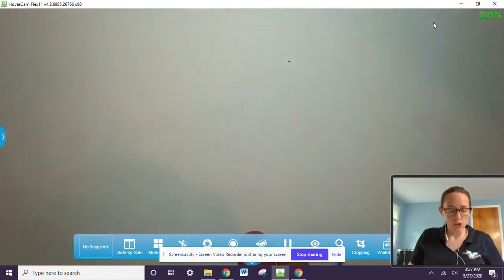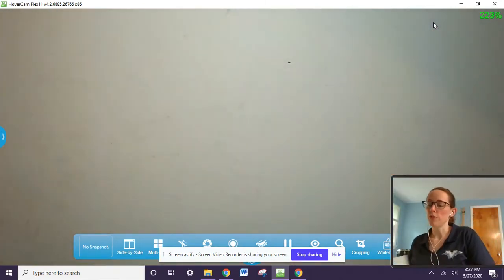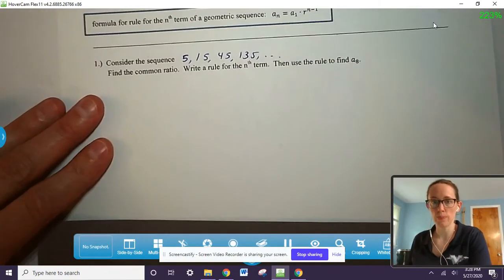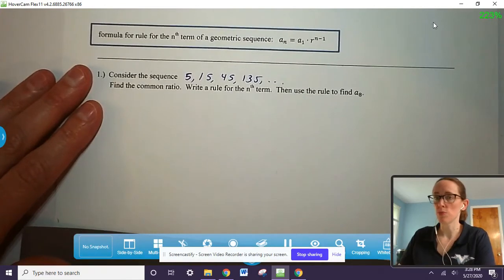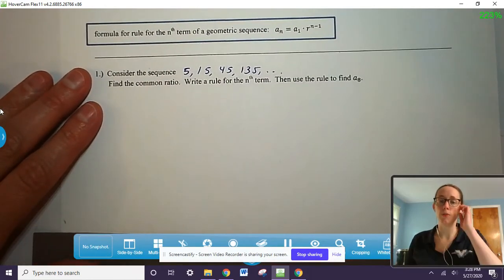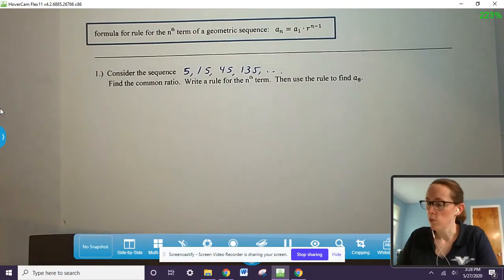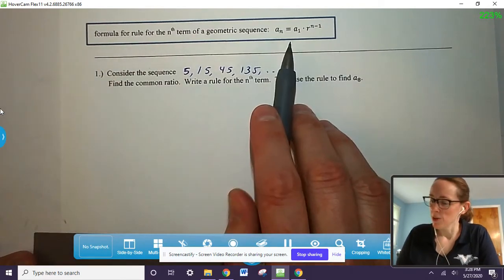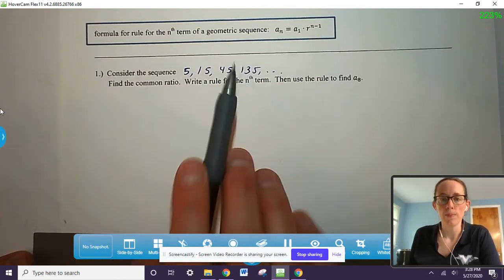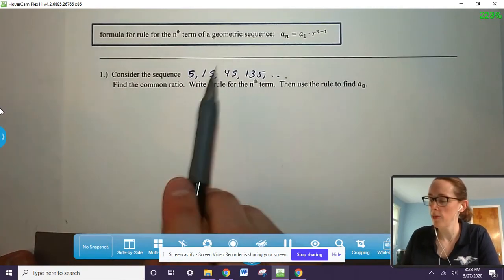Now, the next thing we want to do is take a look at a rule for the nth term of a geometric sequence. So here's the rule. Usually you'd have to memorize this rule, but since we are doing distance learning, you'll be able to look that up whenever you need it. So that's one benefit today. And we're going to consider this sequence. Please go ahead and fill that in if you printed out the worksheet. So the sequence we're looking at is right here.